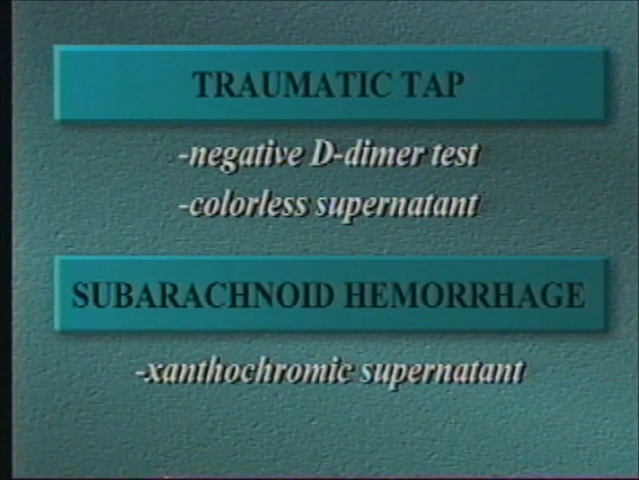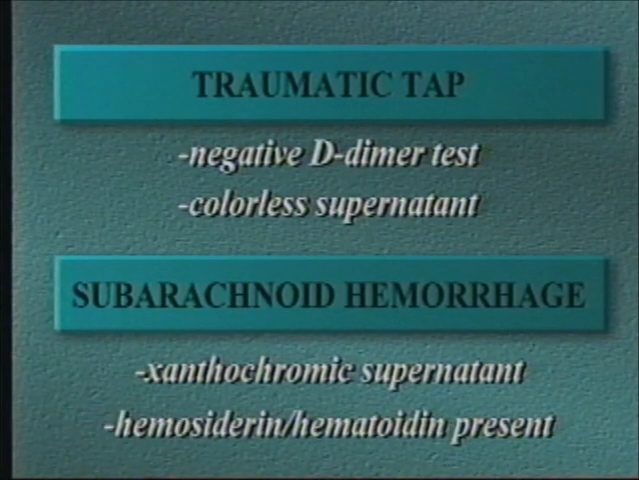A microscopic observation also found in CSF from patients with a subarachnoid hemorrhage is the presence of hemosiderin and hematoidin. This again reflects the breakdown of red blood cells within the central nervous system. We will show you this finding in the second section of this video. Of course, the possibility always exists that you may have a traumatic tap superimposed on a subarachnoid hemorrhage. Then you're sort of out of luck. It's going to be difficult, if not impossible, to tell the difference.